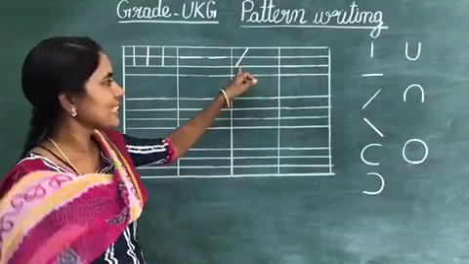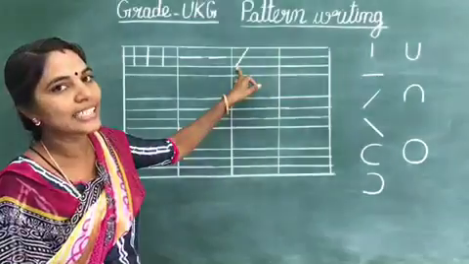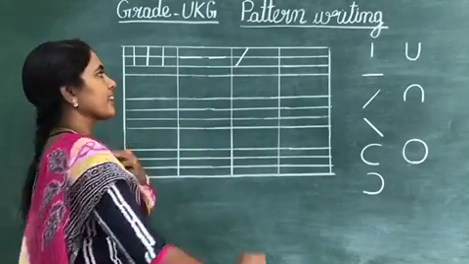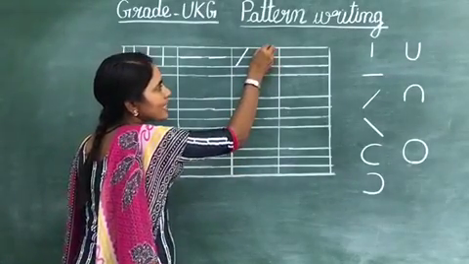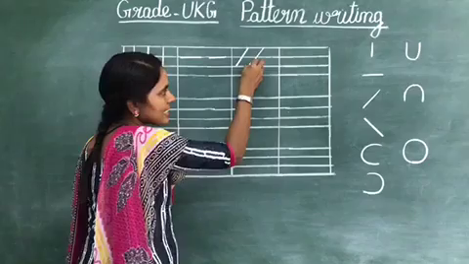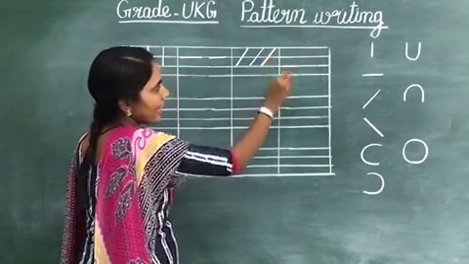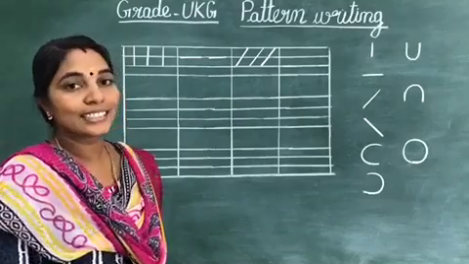Which pattern is it? Left side slanting line. Once again, left side slanting line. Okay. Next, which one?